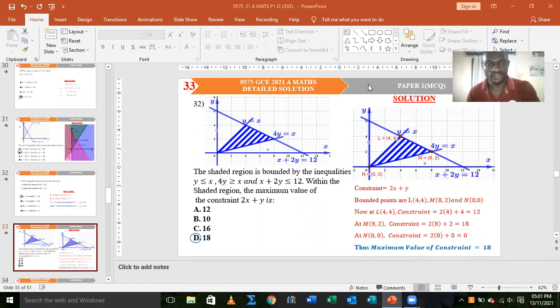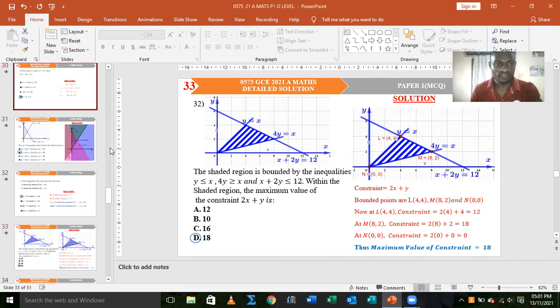Today we'll be continuing the revision we started on solutions to GCE 2021 additional mathematics. Here we'll begin from question 26 because in the previous lesson we ended with question 25. We'll be looking at question 26 to question 50.